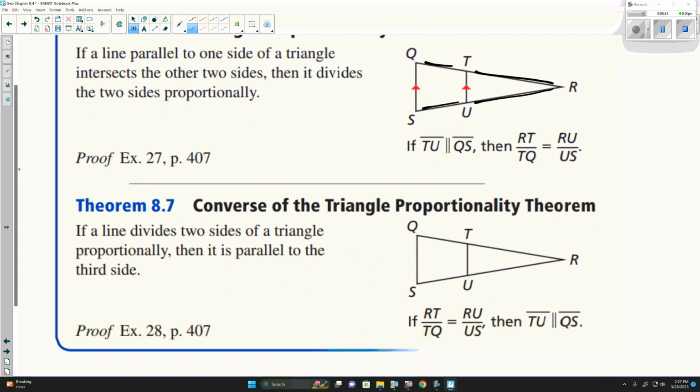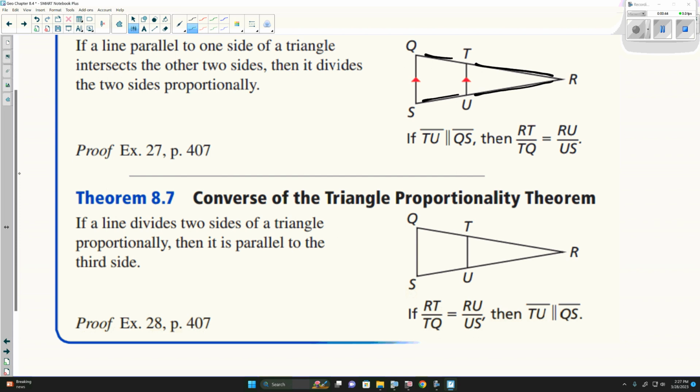And the converse of it is true. If a line divides two sides of a triangle proportionally, then it is parallel to the third side. So if the proportion for A to B is the same as C to D, then TU has to be parallel to QS.